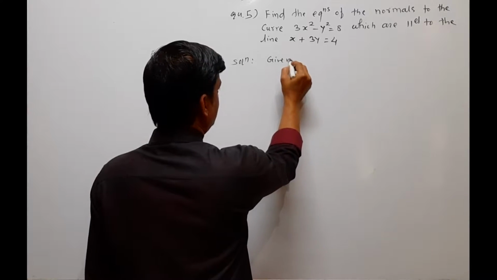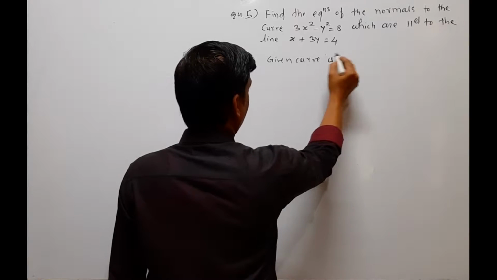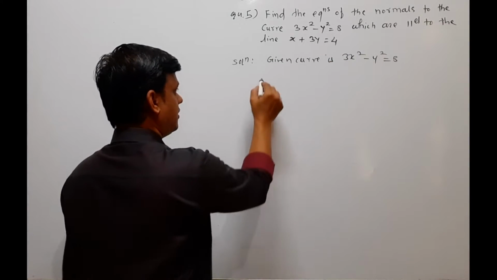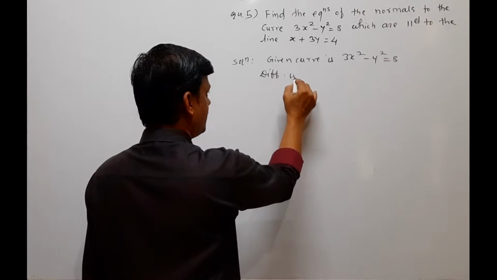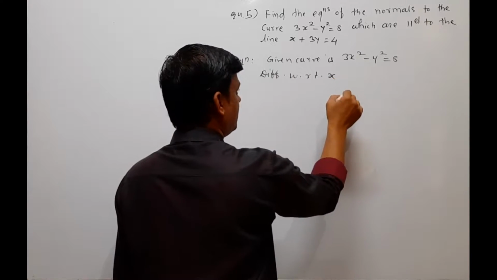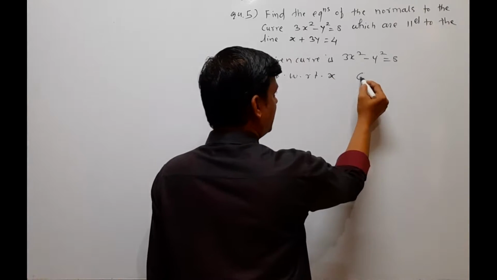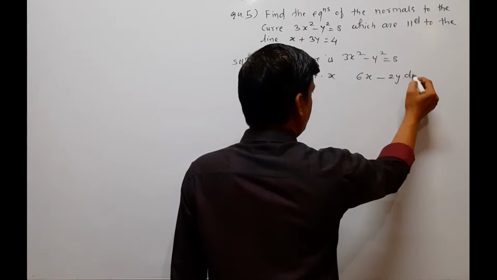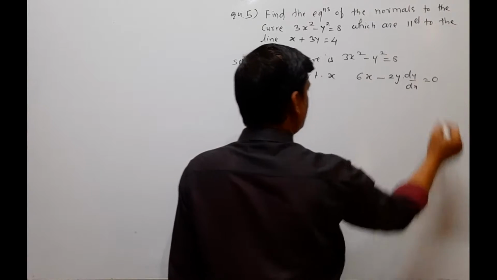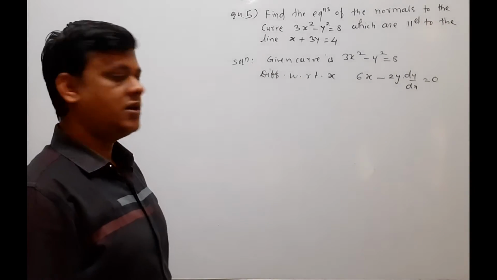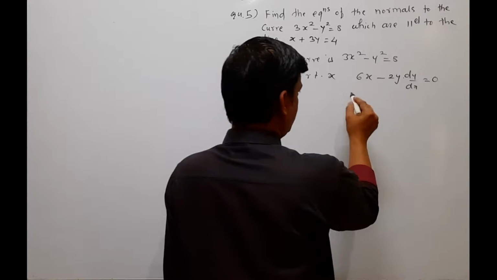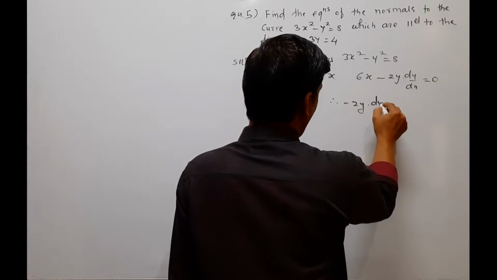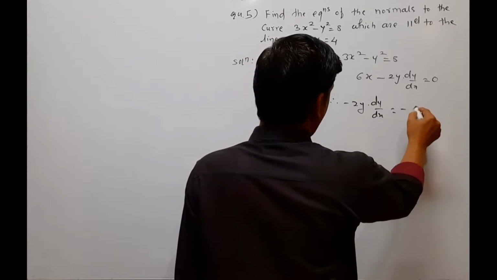Given curve is 3x square minus y square equals to 8. Differentiate with respect to x. So derivative of 3x square we get 6x minus derivative of y square we get 2y into dy by dx is equals to derivative of 8 which is constant is 0. So right here, therefore minus 2y into dy by dx is equals to minus 6x.